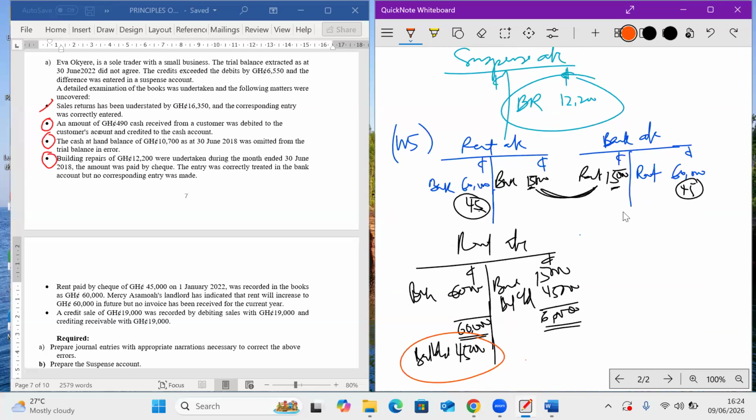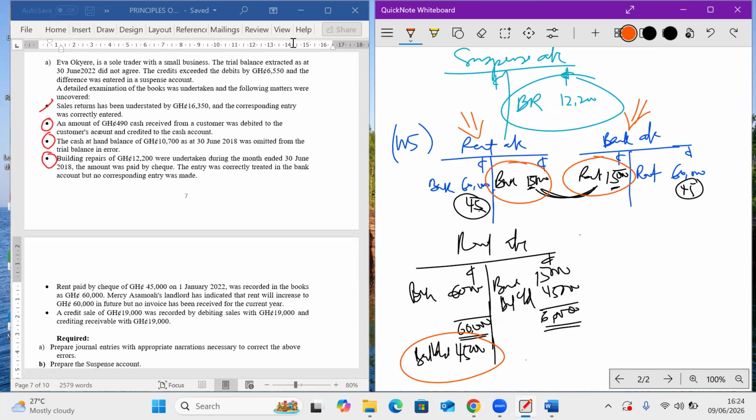So here, there's no suspense. The corrected entries are bank 15, rent 15. Who owns the account where we have the bank 15,000? It is rent. And the one in which we have rent 15,000, who is the owner of the account? It is bank. So we write the entities' names.